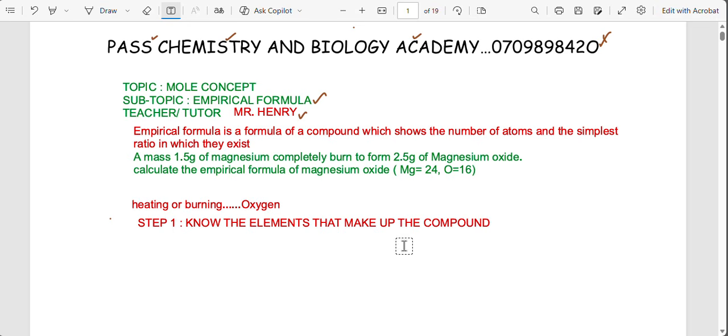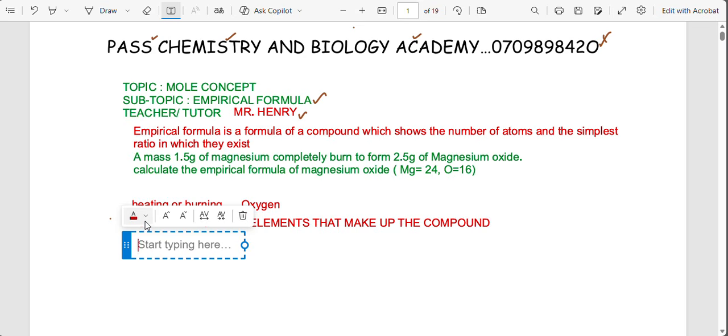So if you read this question here, they told us 1.5 grams of magnesium completely burned to form 2.5 grams of magnesium oxide. This means that we have already known our elements present. We have said where we have burning there is oxygen, and they have also spoken of magnesium. This implies that we have two elements, magnesium and oxygen.